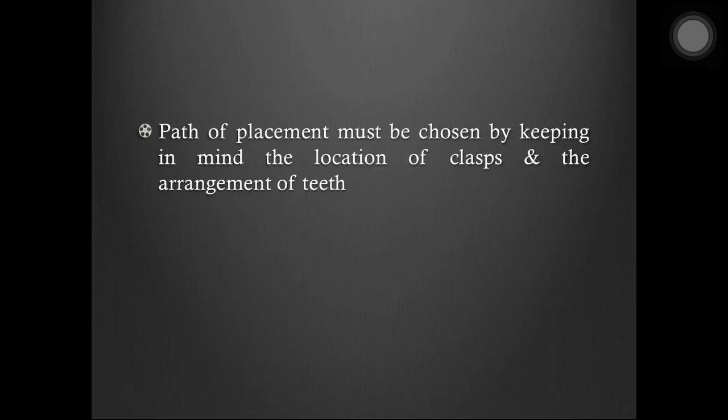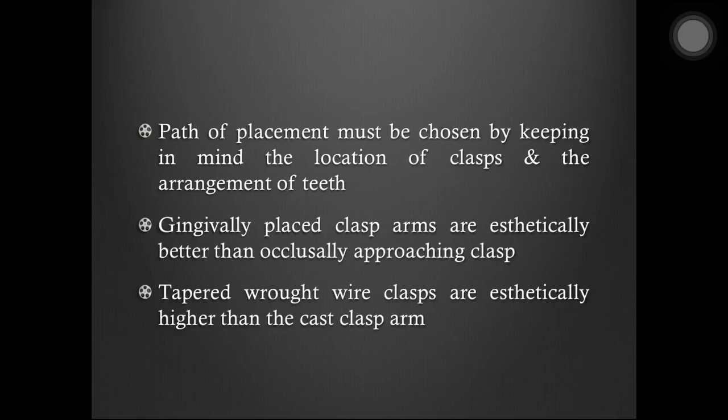Aesthetics are basically used when anterior teeth are being replaced. Path of placement must be chosen by keeping in mind the location of clasps and the arrangement of teeth. Gingivally placed clasp arms are aesthetically better, so we have to keep in mind that during surveying, the height of contour should be close to the gingival area of the tooth.